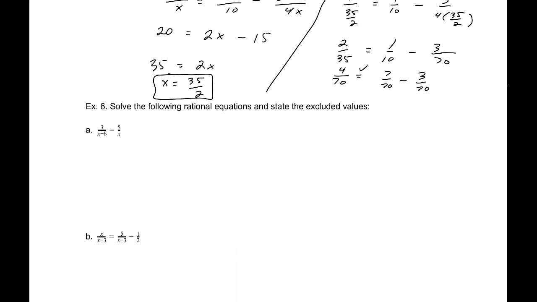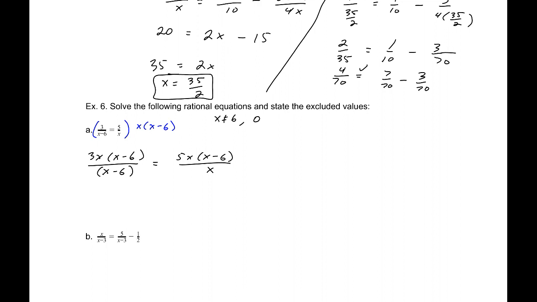All right, number 6, solve the following rational equations and state the excluded values. Okay, so again, for the same reasons earlier, we know that x minus 6 can't be 0, so that means that x cannot be 6, and on the right-hand side, x cannot be 0. Now, what we're going to multiply here has to be a multiple of x and x minus 6. So we're going to multiply by x times x minus 6. So this will be 3x times x minus 6 over x minus 6 equals 5x times x minus 6 over x. Two things simplify there. This will be 3x equals 5 times x minus 6.